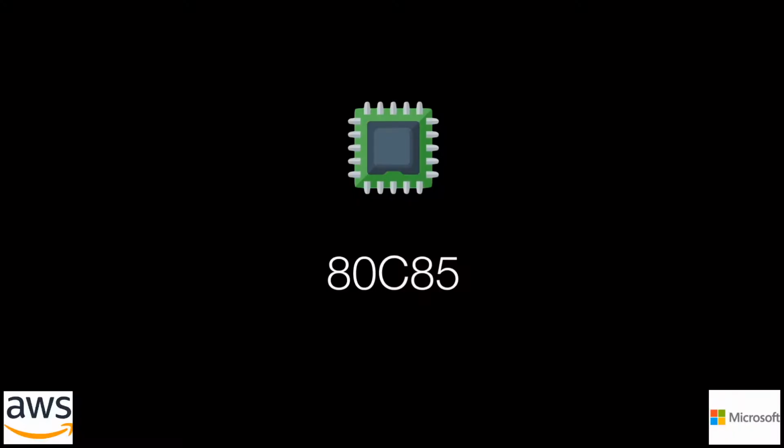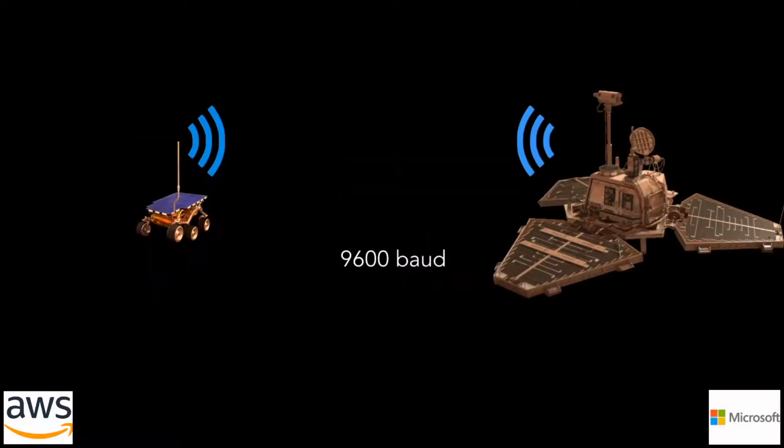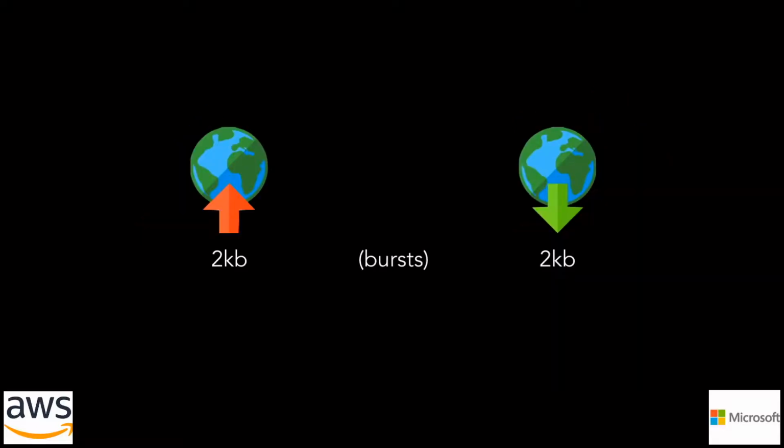But the 80C85 ran at only 2 megahertz. It had only about 70k of RAM and 512 kilobytes of storage. And the rover would communicate back with a kind of walkie-talkie system equivalent to a 9600 baud modem that after error correction only really worked at an effective 2400 baud. So the rover could in fact only communicate back to Earth in bursts of about 2 kilobytes up and 2 kilobytes back, sending photographs like this one.